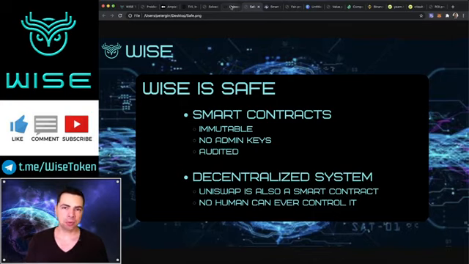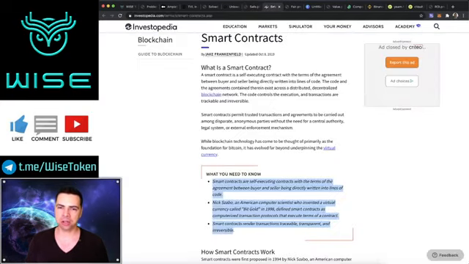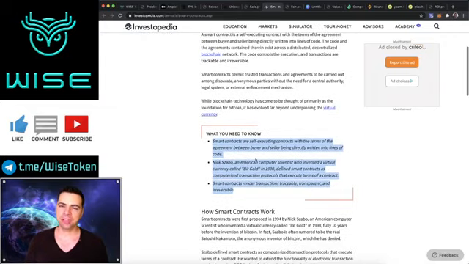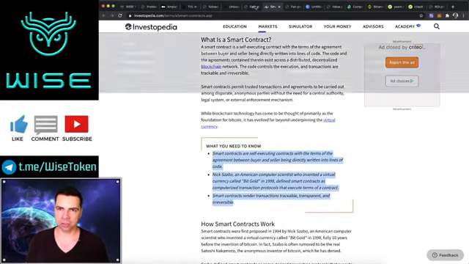So Uniswap, what we were just looking at, and Wise, they're made up of smart contracts. And so smart contracts, there's like a description here. Smart contracts are self-executing contracts with the terms of the agreement between the buyer and seller being directly written in the lines of code. Smart contracts render transactions traceable, transparent, and irreversible.